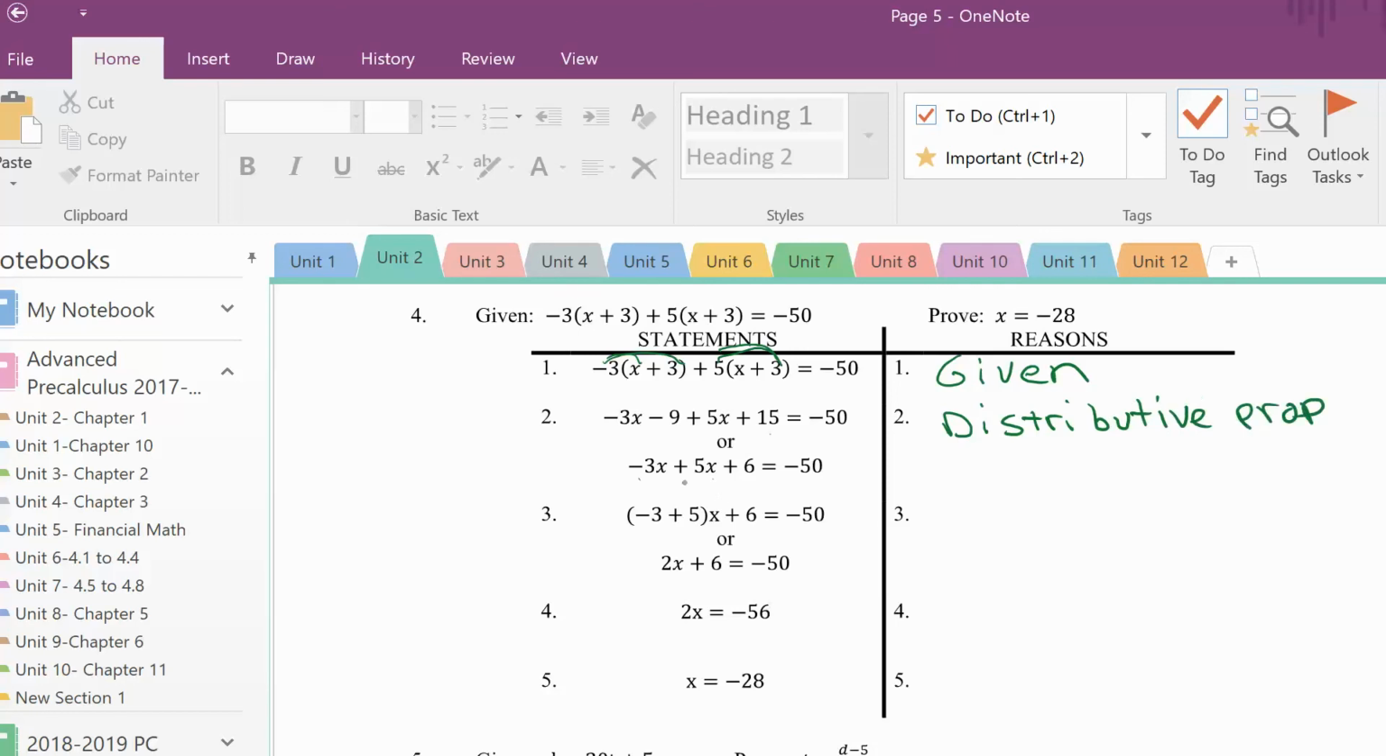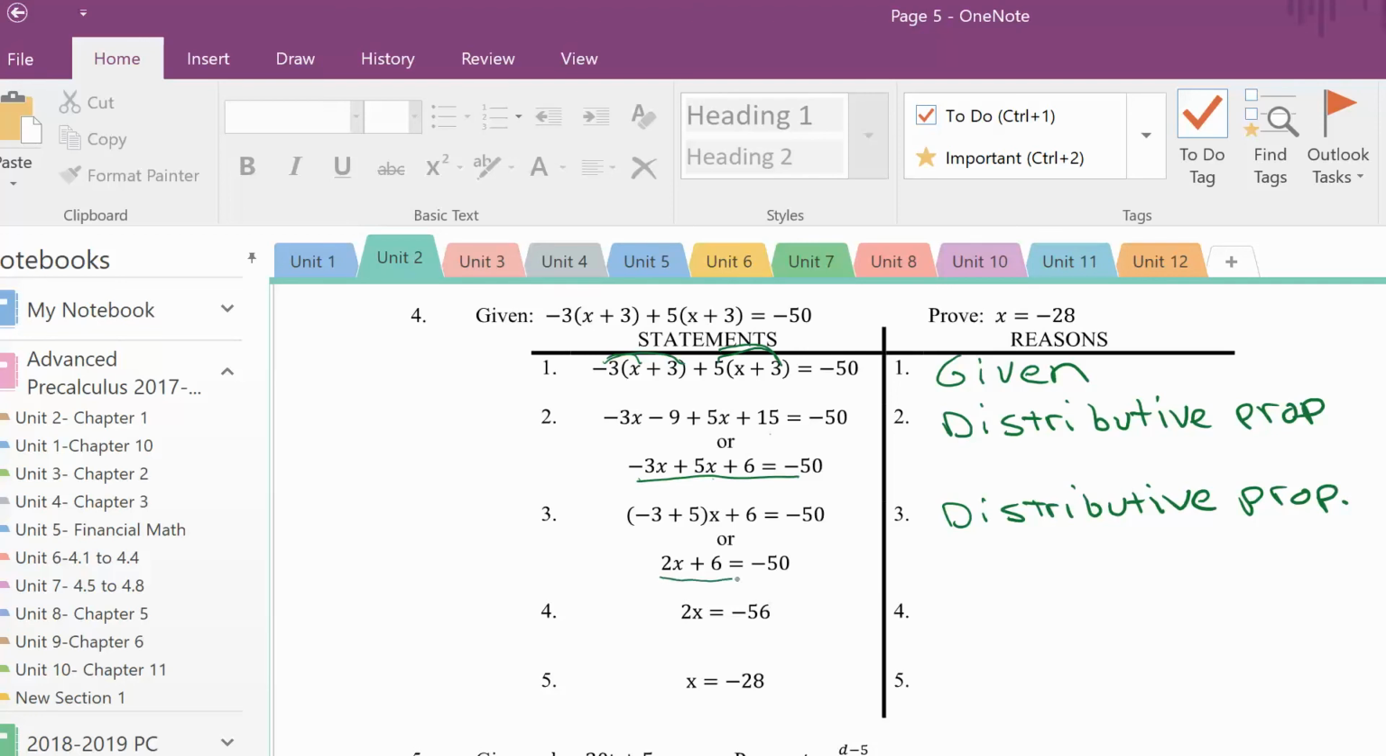And notice to go from number 2 to number 3, they basically redistributed the numbers with the x. So negative 3 plus 5 is 2x. So that's also the distributive property. It's not addition because they didn't add these numbers to both sides. They just basically combined like terms, and that's another way to say they distributed.